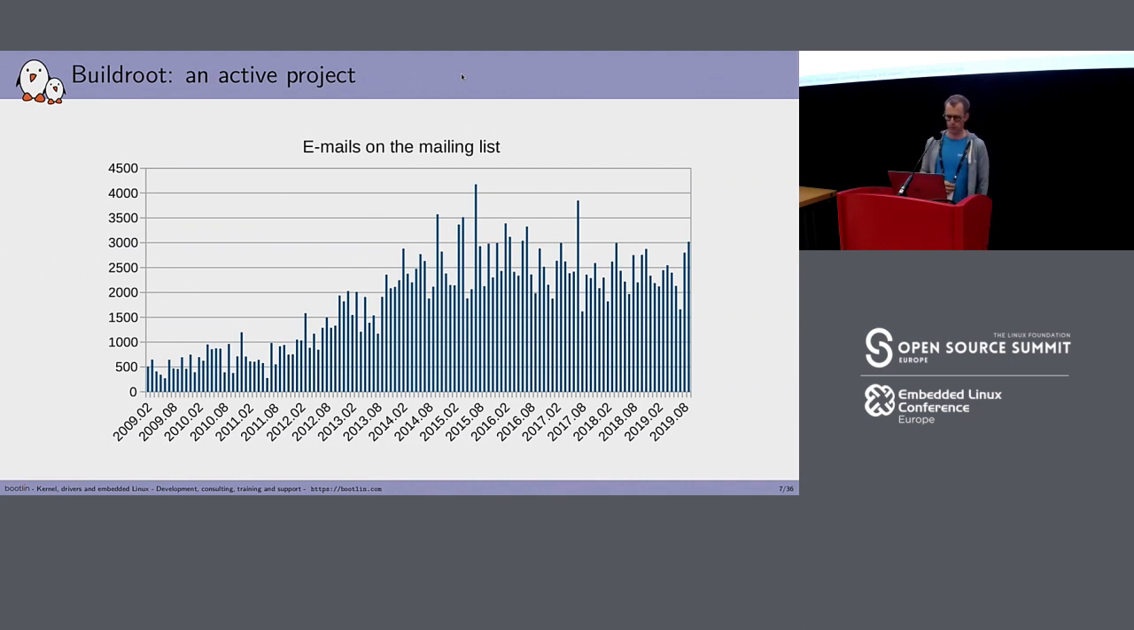Emails on the mailing list, we have approximately, well, let's say, 2,000 to 3,000 emails per month, so it's a fairly active mailing list. We have a development process similar to the one of the Linux kernel in the sense that patches are posted to the mailing list, review happens on the mailing list, and we have patchwork tracking our patches. So this also explains why there is so much mailing list activity, because there are lots of patches, lots of discussion going on, and all of that adds up to the number of emails exchanged on the mailing list. But it's, again, fairly stable.